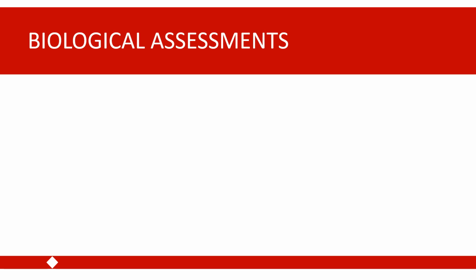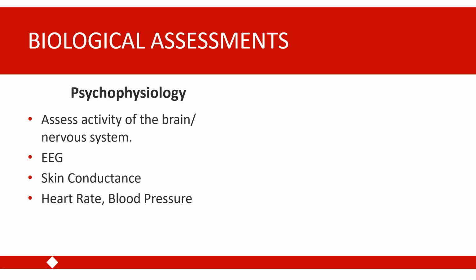And then finally, we might also want to get some information about a person's physiological activity, so understanding some of the biological mechanisms that might be related to their experiences. So one set of biological assessments that we can use are what are called psychophysiological measures. So these are various tools that assess the activity of the brain or the nervous system in various ways.